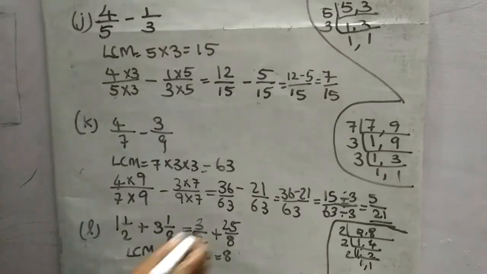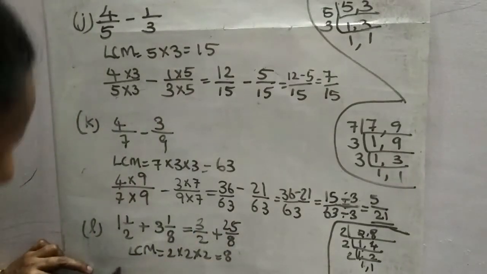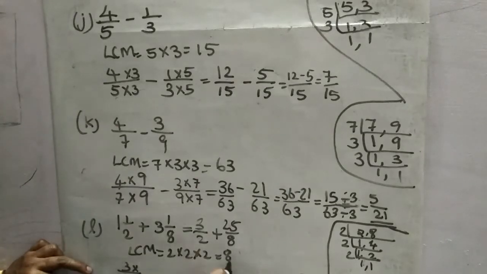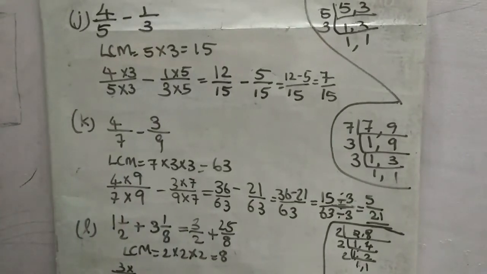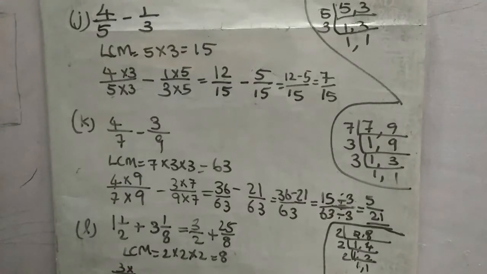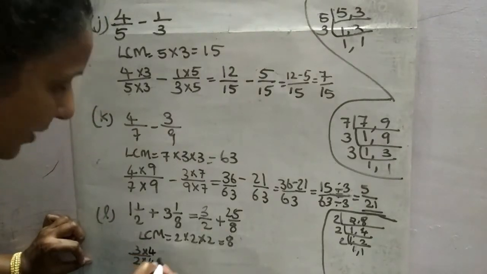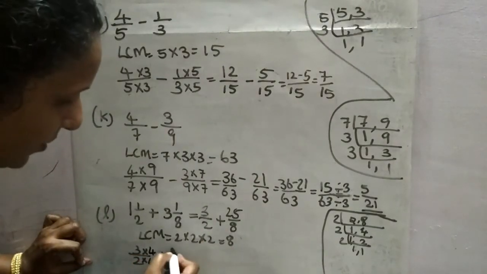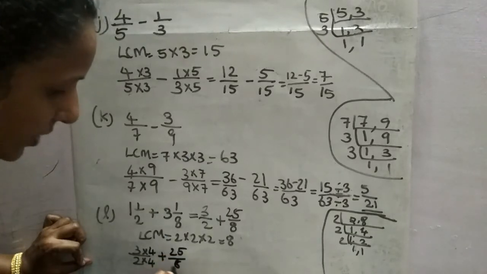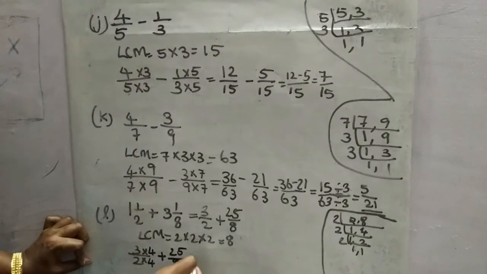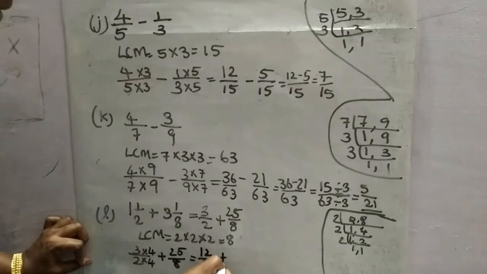8 is the LCM. Now the first term 3 by 2. Convert the denominator into LCM. 2 into which number will get 8? 2 into 4. 2 4s are 8. So multiply the numerator also with 4. Addition 25 by 8. Here it is 8. Already 8. No need to multiply with any other number. Okay. Now the first fraction. 3 4s are 12 by 8 plus 25 by 8.